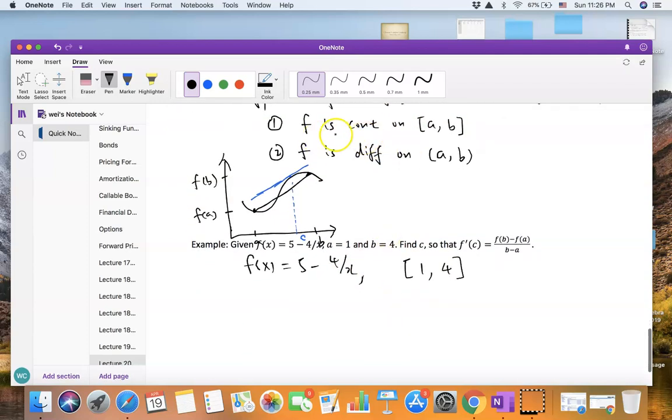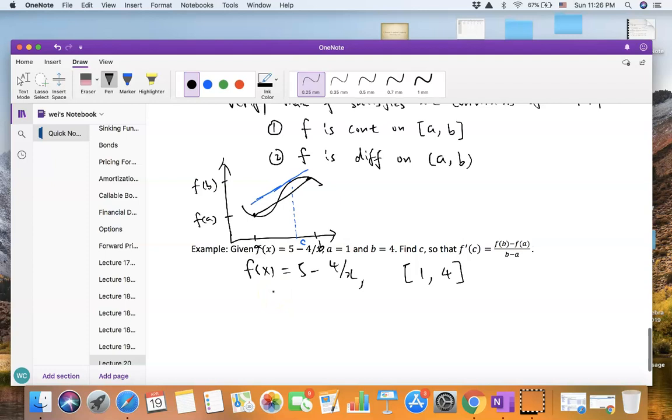Now, first, is the function continuous on the interval from 1 to 4? Of course, if we can graph the function, then we can decide this by looking at the graph, right? Okay, now I want to talk about the case where we don't have the graph. We don't have the graph of the function, and we don't have the graph of the derivative. So how can we do this?